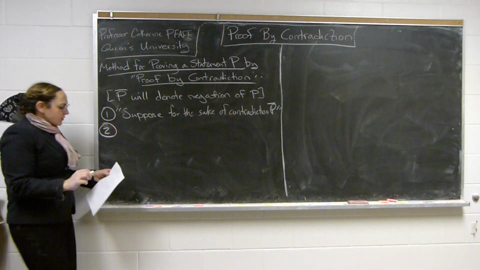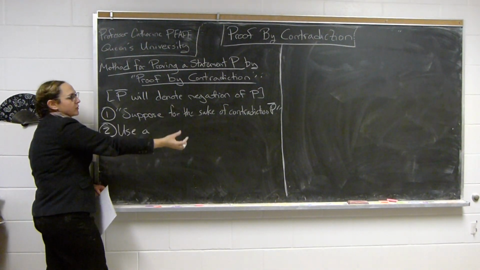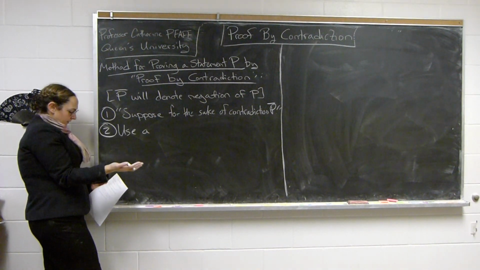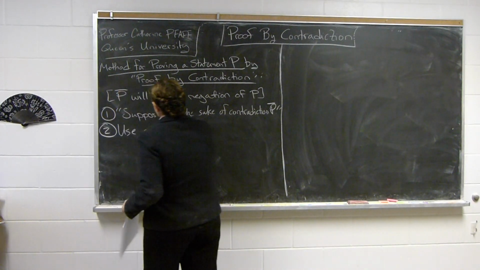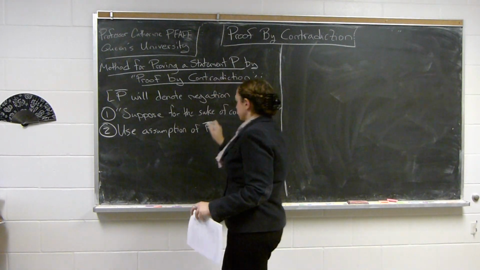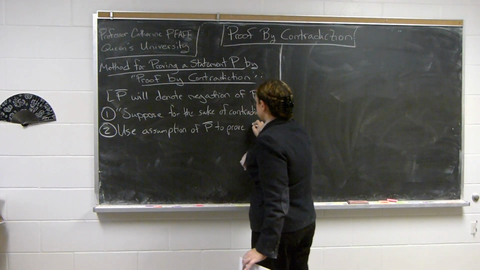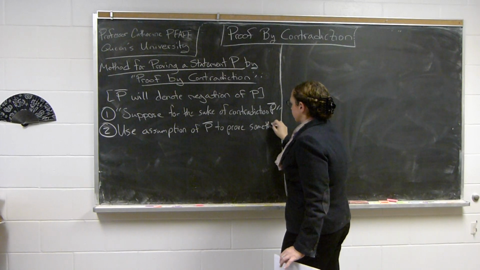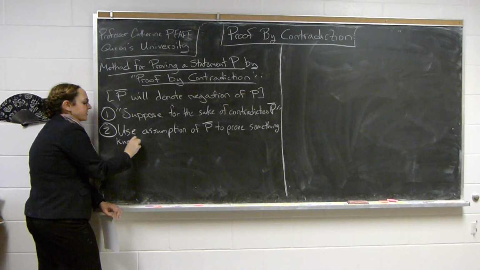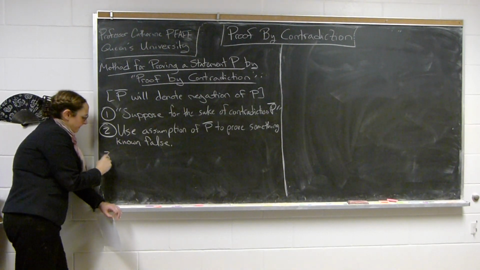Now we're going to use this assumption. We've supposed this negated statement, and now we're going to use it to prove something that we know is false. So: use the assumption of this negated statement to prove something known false. And this is the meat of the proof. This is where there's a lot of work. The first part is just setting the reader up to understand what you're doing, but this is really the meat of the proof.